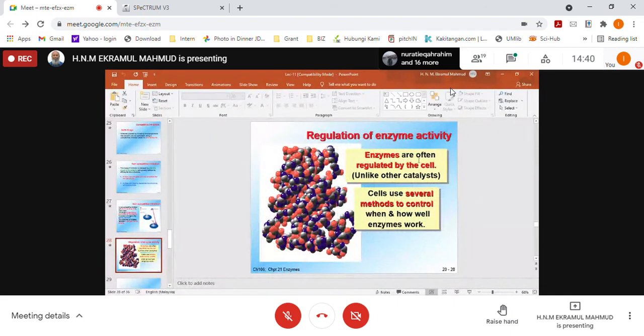So enzymes are often regulated by the cells. Cells have several methods to control when and how well enzymes work. So this way, that means enzymes are often regulated by the cell. It's not like other catalysts. And these cells use several methods to control when and how well enzymes work. That we will determine in that part.